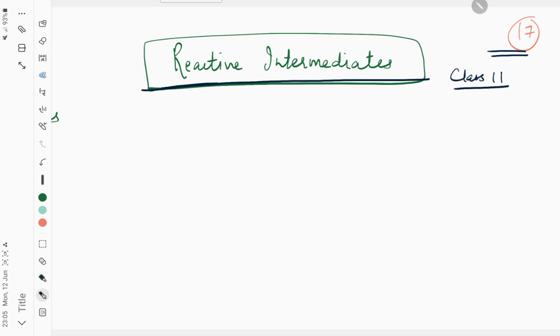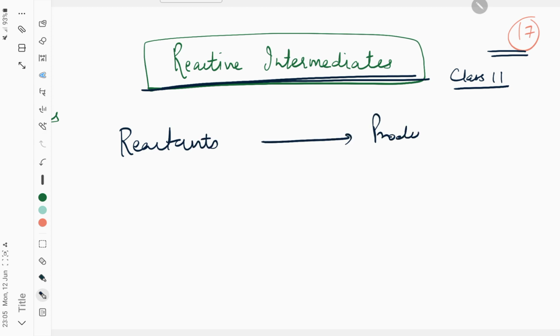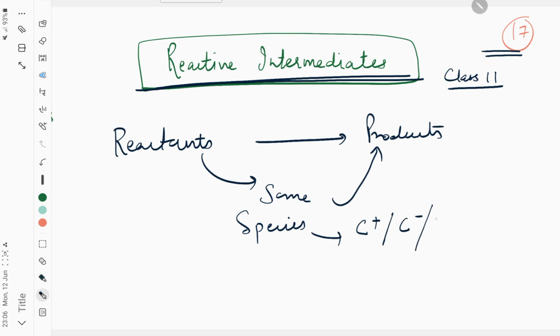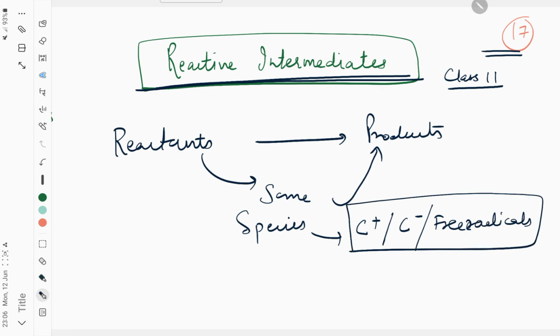So today we will discuss reactive intermediates. As we know, reactants transform into products, but during this process, some species are formed in between which may ultimately form products. Some of these species are carbocation or carbonium ion, free radical, etc. So our topic is to discuss these intermediates. These are known as intermediates formed during the reaction.